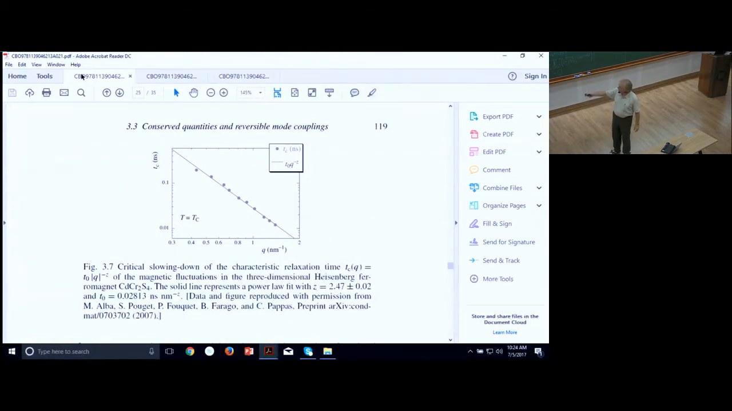They looked at that in 3 dimensions, and they looked at the relaxation rate as a function of wave vector, and what they find is nice power-law scaling, and a dynamic exponent of 2.47, so a little less than 5/2, which is what we just predicted.